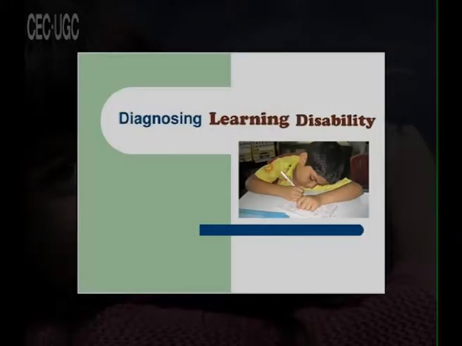We have understood the causes of learning disability. We have also understood what the different areas are that affect a child's learning capacity. So, the next step would be to be able to diagnose LD, that is learning disability.